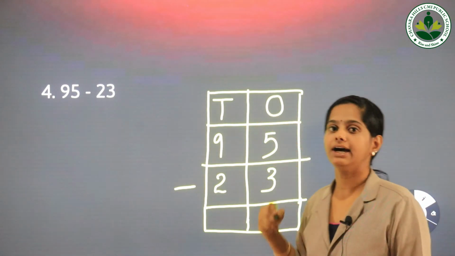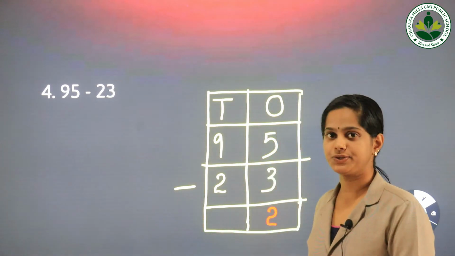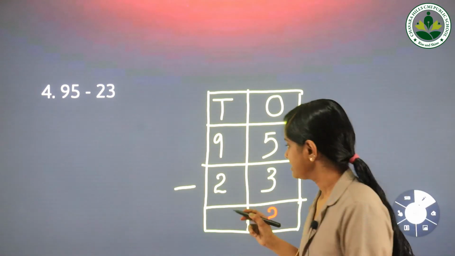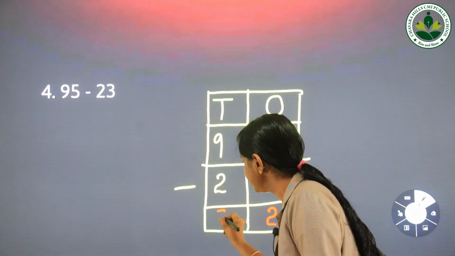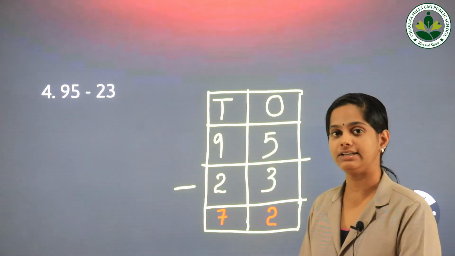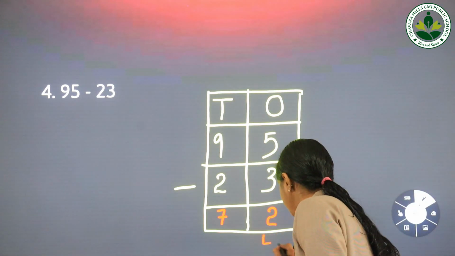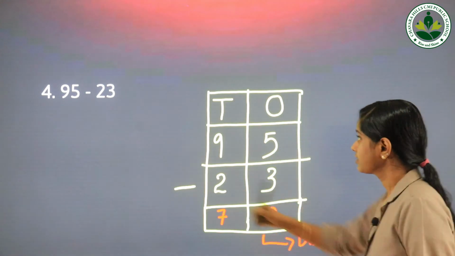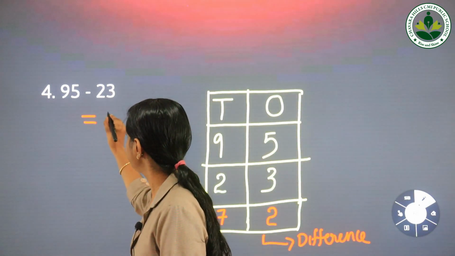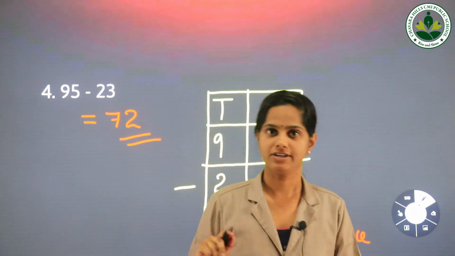Next step, subtract the digits in the tens column. 9 minus 2. Subtract 2 from 9. 9 minus 2 gives 7. So we can write 7 in the tens column. So 72 is the difference. 95 minus 23 is equal to 72. 72 is the difference.